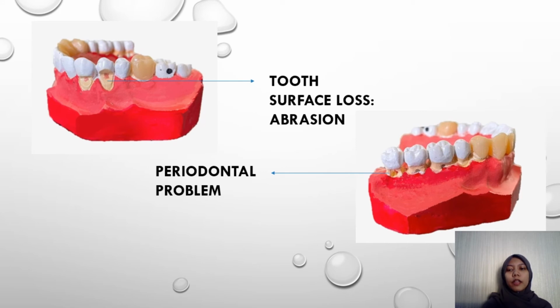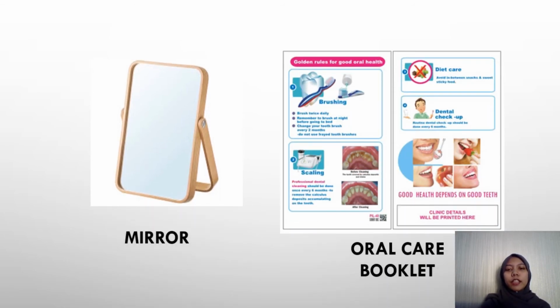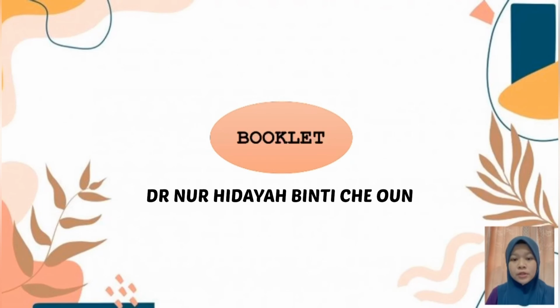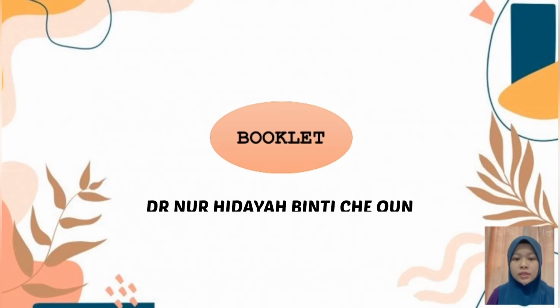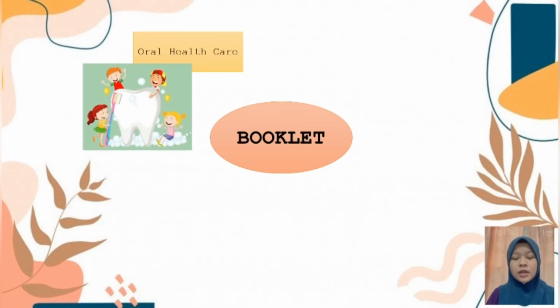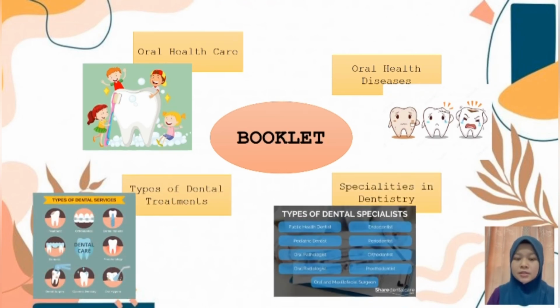Secondly, our tooth model emphasizes the periodontal problem, where from the picture we can see exposed roots of the tooth due to the periodontal problem. Last but not least, we also provide a mirror for the patient for their self-care of their teeth, and also oral care booklets. The oral care booklet will help patients to improve their oral care knowledge. As mentioned before, the booklet will help patients enhance their dental knowledge, as this booklet will contain, first, oral health care, second, oral health diseases, third, types of dental treatment, fourth, specialties in dentistry.